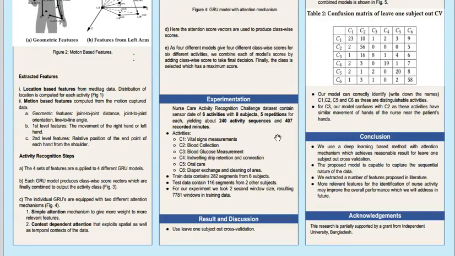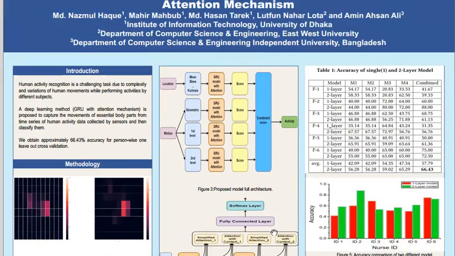Now let's discuss the experimentation. Here we have experimented using the Nurse Care Activity Recognition dataset, which contains 6 activities with 8 subjects. We use a one-subject-out cross validation approach to evaluate the performance of our method. We have shown our experimental results for 2 different approaches in table 1.